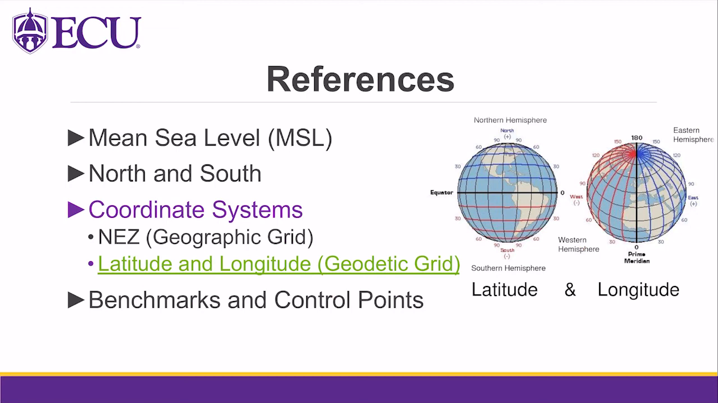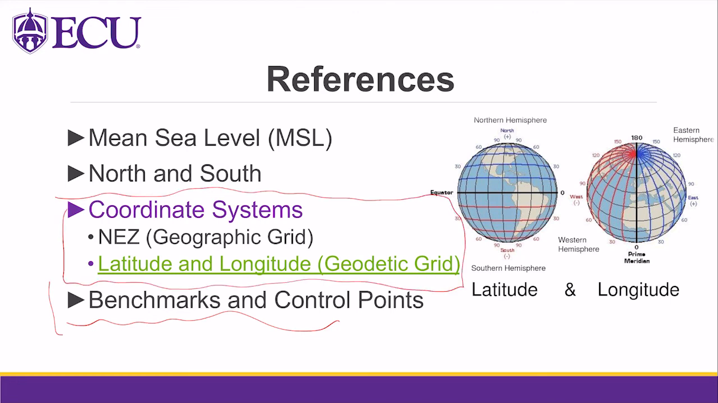Those references could be mean sea level, or MSL, for elevations, or north and south, or the benchmarks that we know, the elevation, or also the coordinates. Now let's talk about the coordinate system, right? Coordinate systems, we know that we have either a geographic grid or a geodetic grid. In the geographic grid, we map the earth on a flat surface, or on a plane.